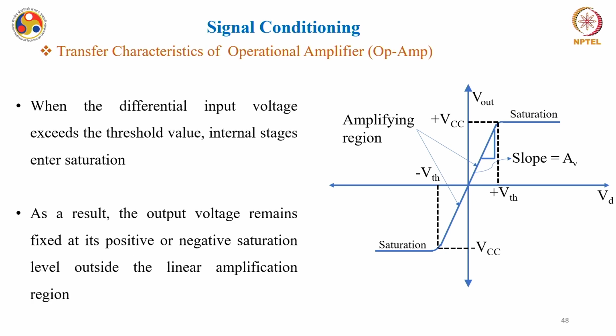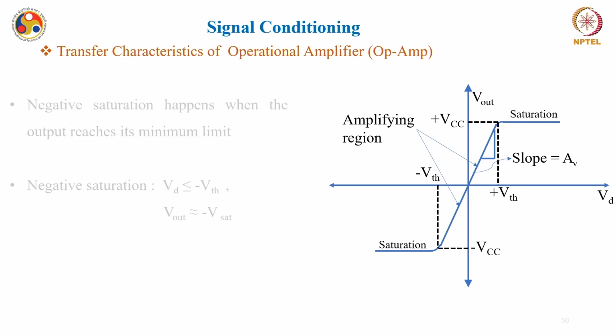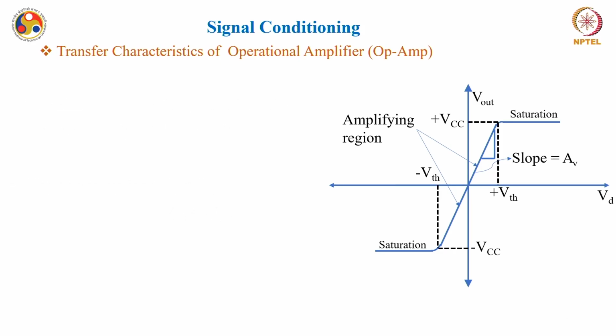Okay. When the differential input voltage exceeds the threshold value, the internal stage enters into saturation. As a result, the output voltage remains fixed at its positive or negative saturation level outside the linear amplification region, and I am talking about these particular regions. Alright. So positive saturation happens when the output reaches its maximum limit, which is when VD is greater than or equal to VTH. So VD is crossing this VTH value, or at least it is reaching VTH, and accordingly your V out is saturating to the maximum value.